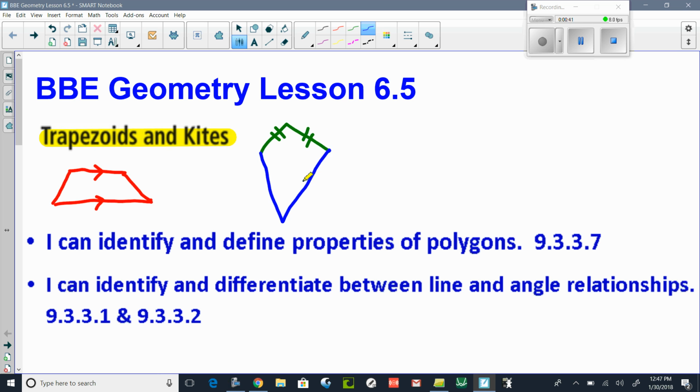And a kite is defined as having one set of adjacent sides congruent and another set of adjacent sides congruent. So opposite sides are not equal here. Opposite sides are not parallel, but adjacent sides are congruent. That's what makes up a kite.